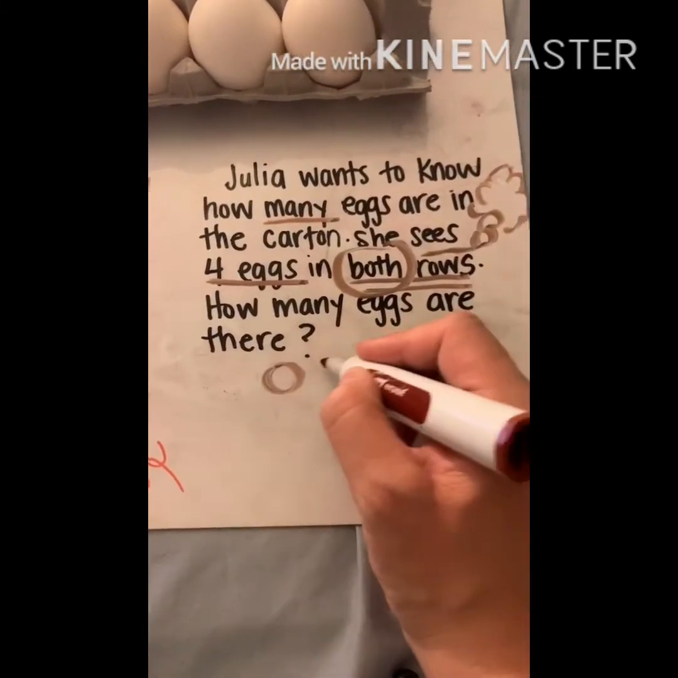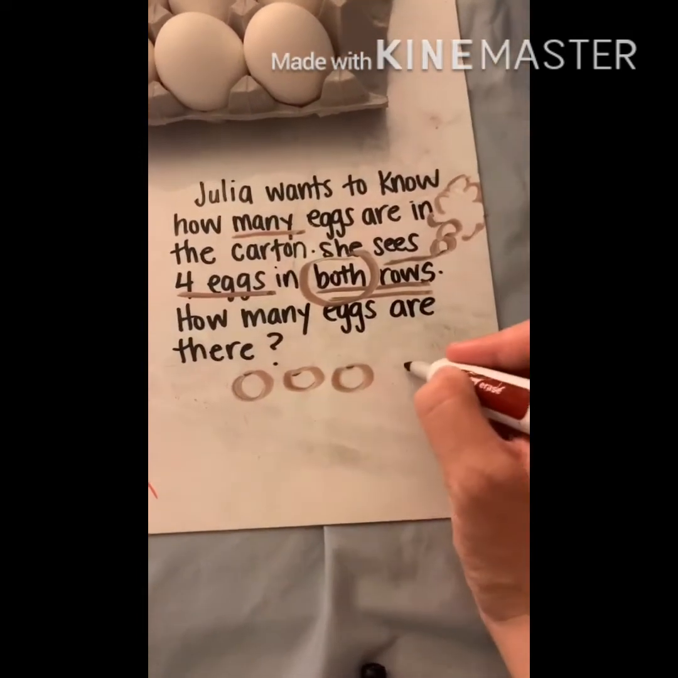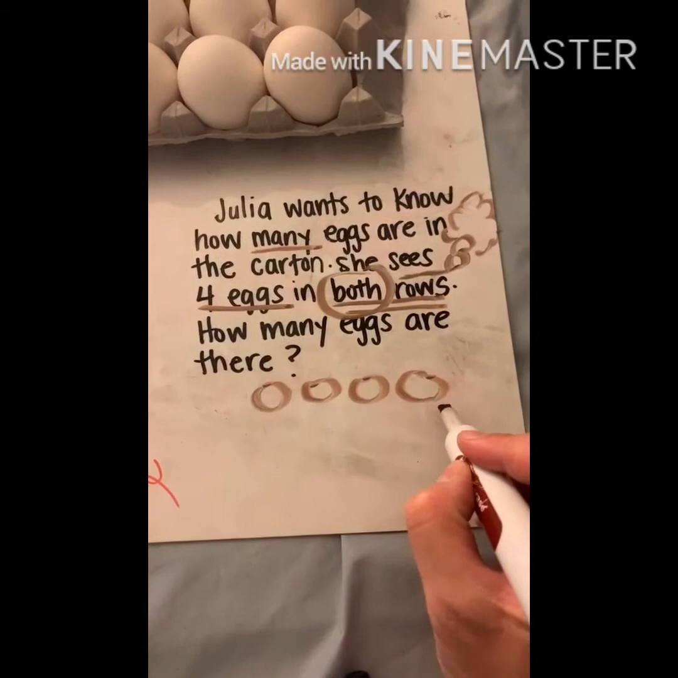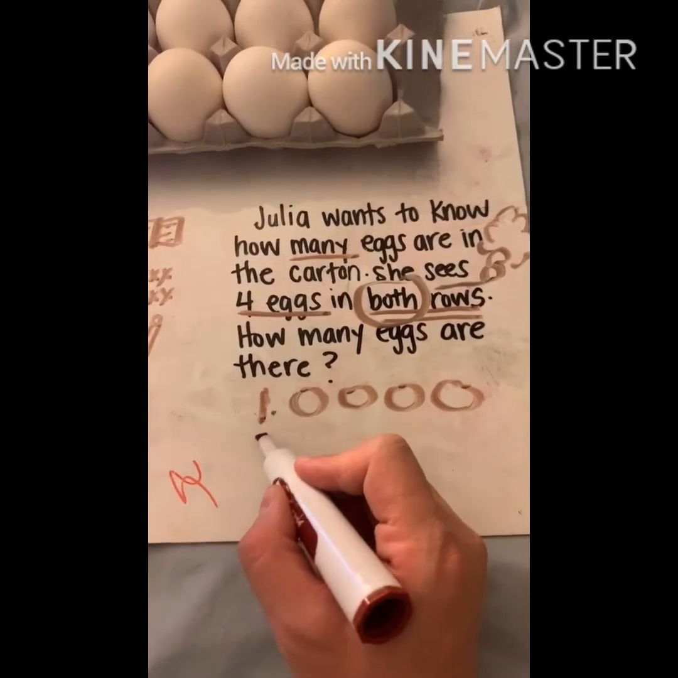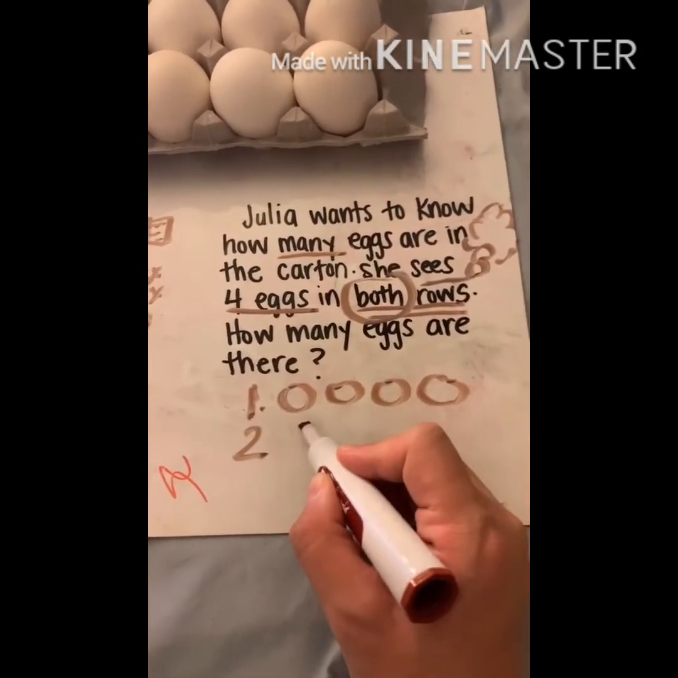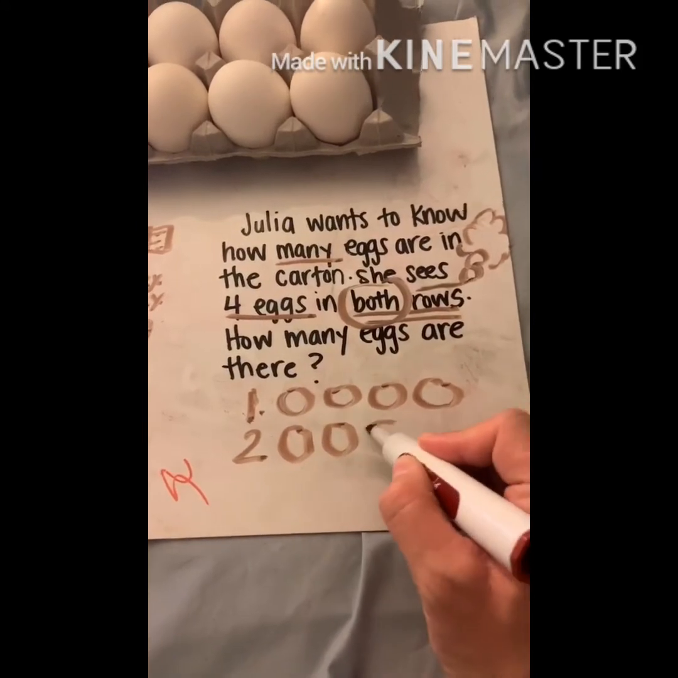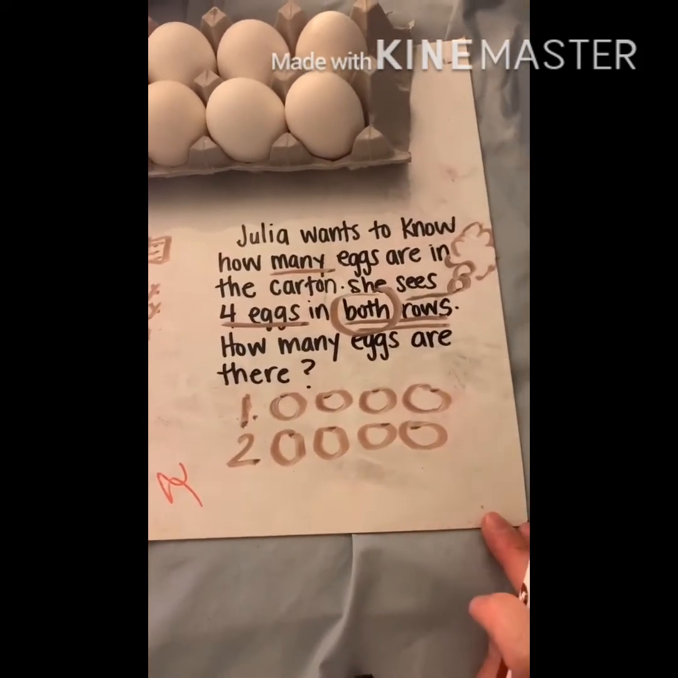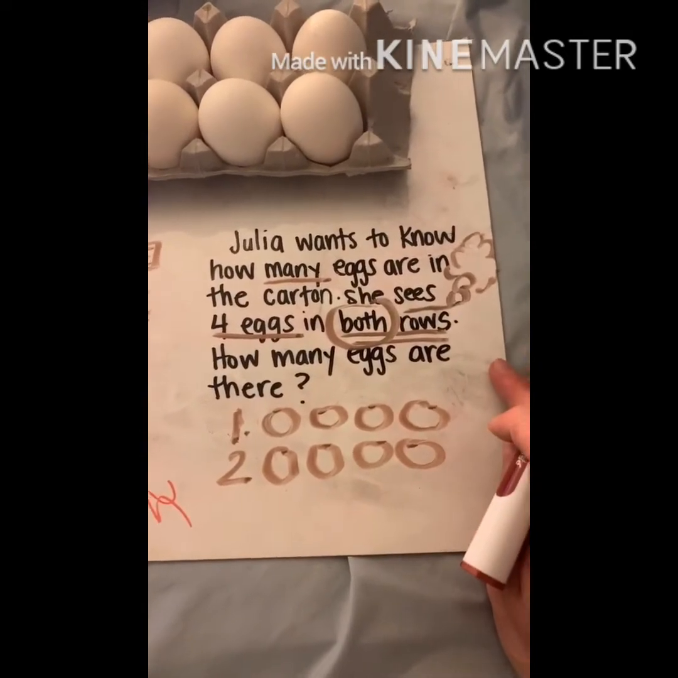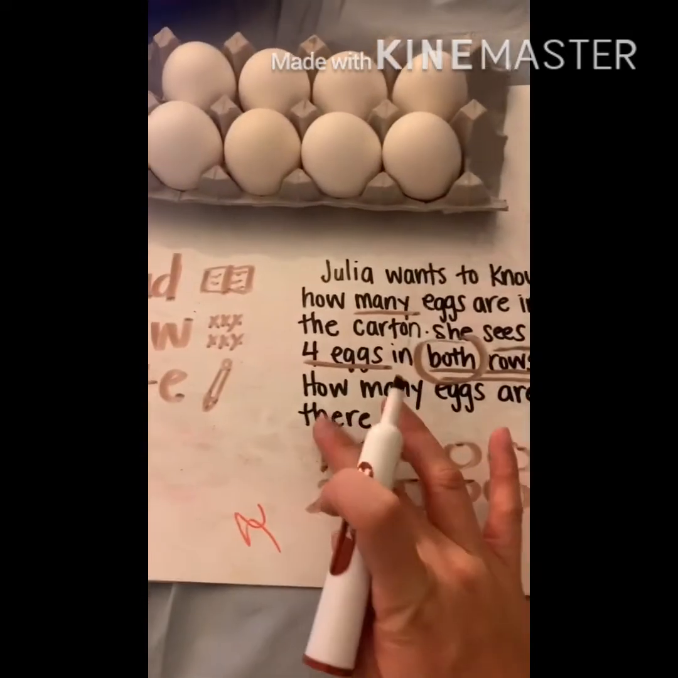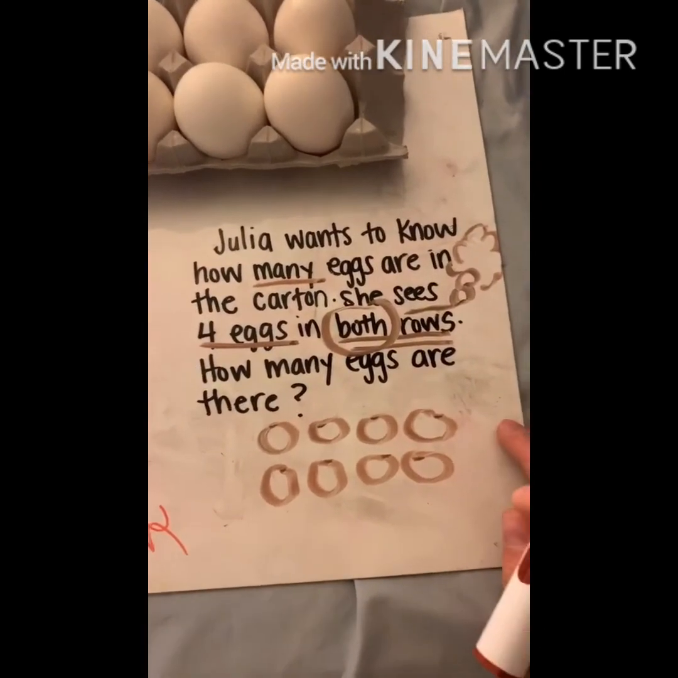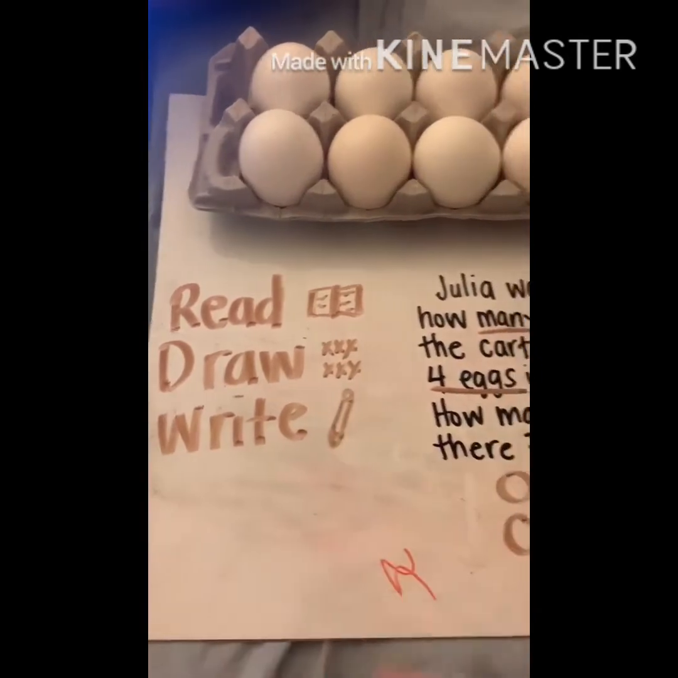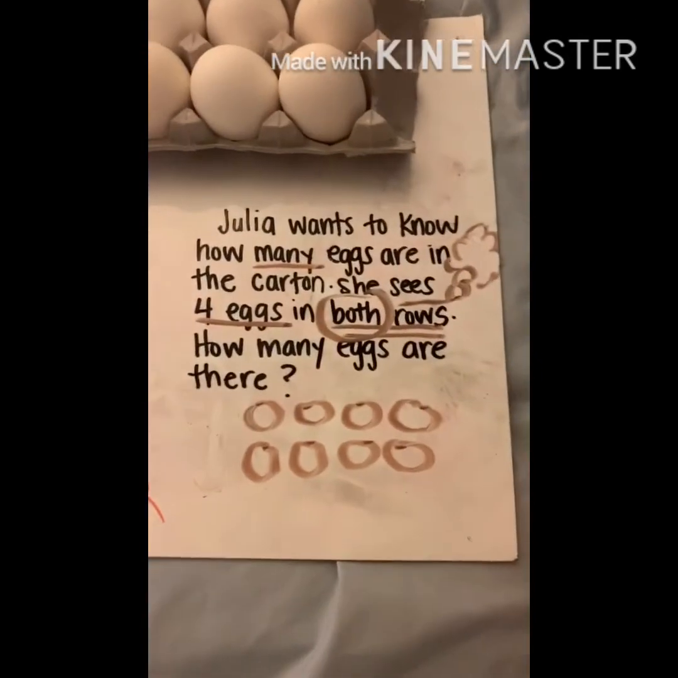We can do 1, 2, 3, 4. This is the first 4 eggs in one row. Now we have our second row because we're doing both rows. 1, 2, 3, 4. Now, our last thing to think about is how many eggs are there in total? How many does she have in total? So we have to write something that can represent our total.